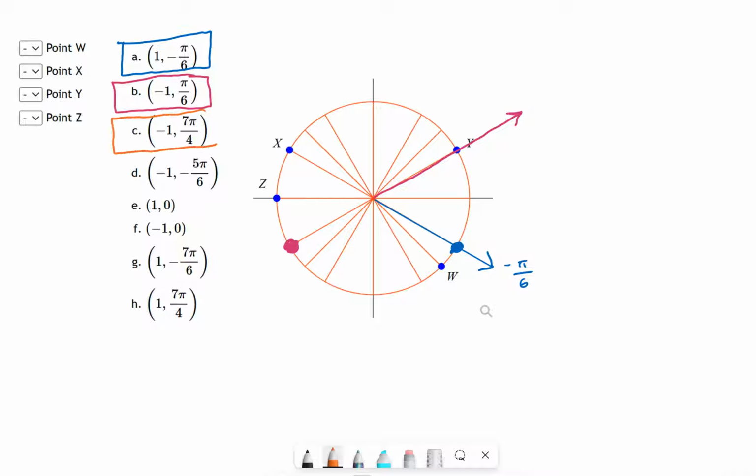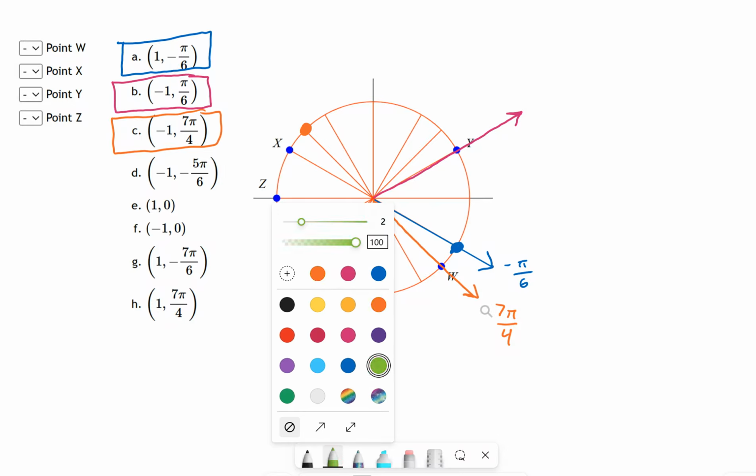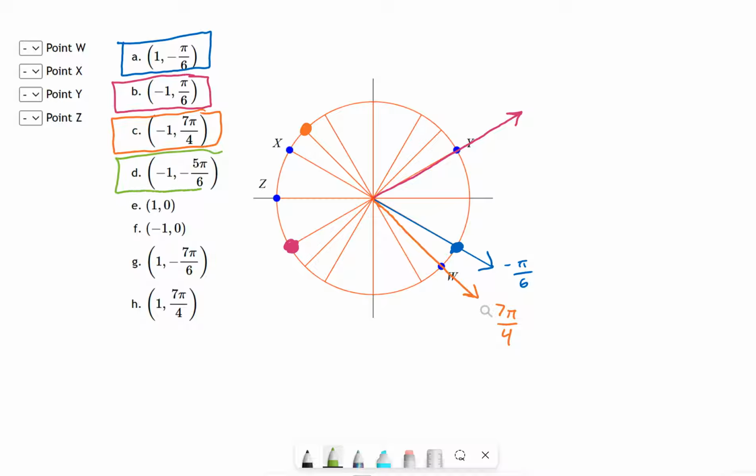Let's try orange. Got a good feeling about orange. 7 pi over 4. Well, if you remember where 7 pi over 4 is, that's heading right down here towards this W value. Okay, so there's my 7 pi over 4. But it's negative 1. Tragedy. We're going backwards again. So that's not where I wanted.